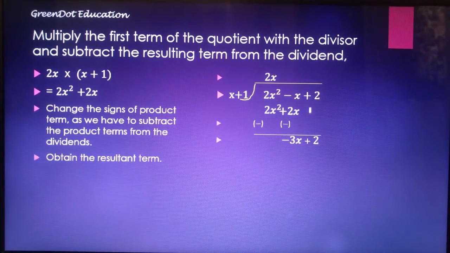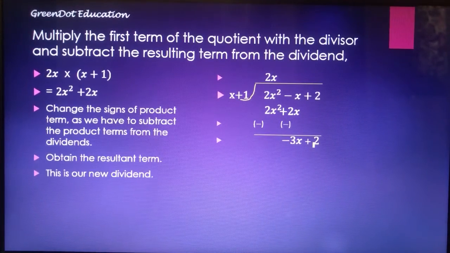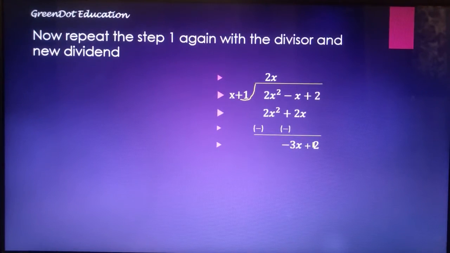And then we bring down the last term from the dividend, that is plus 2, below. So now this is the resultant term, and this is also our new dividend. Now continuing further, we repeat the process that we had done in step 1. That is, we divide the first term of the resultant dividend by the first term of the divisor. That is, minus 3x is divided by x.